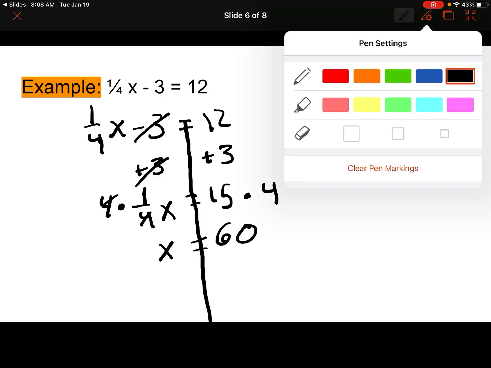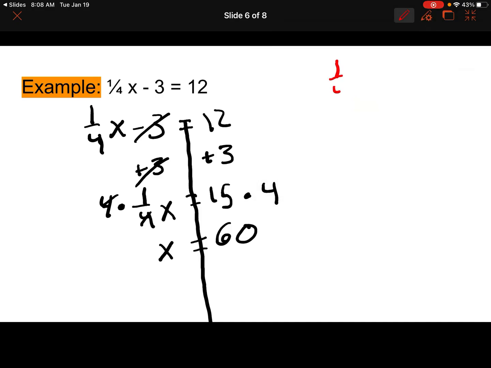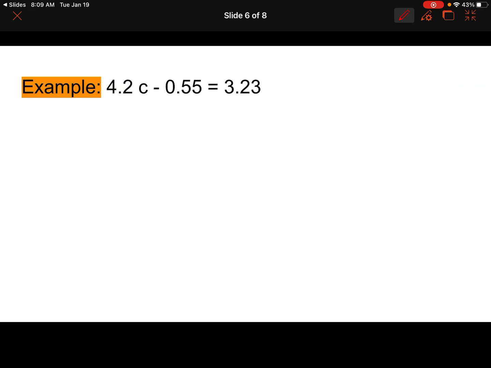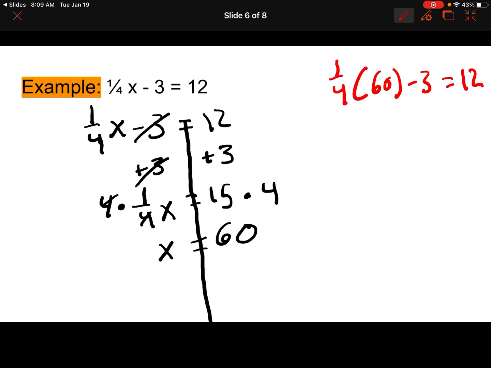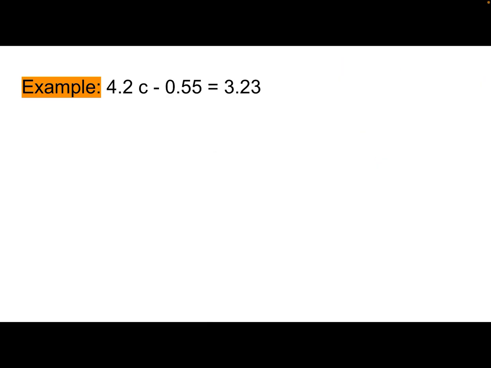Now let's double check our work on this. 1/4 times 60 minus 3 is equal to 12. Oops, sorry about that. 1/4 times 60 would obviously be 15. Minus 3 is equal to 12. And then 12 is equal to 12. So we know this is in fact correct. All right, last one for us here.